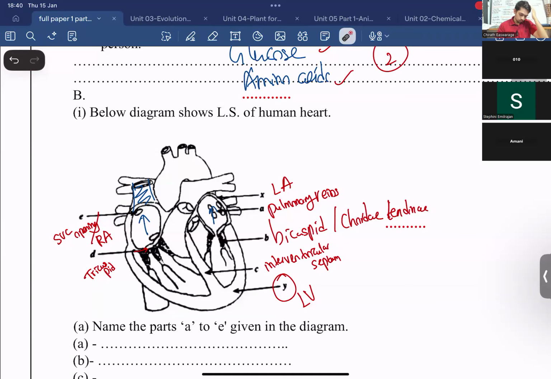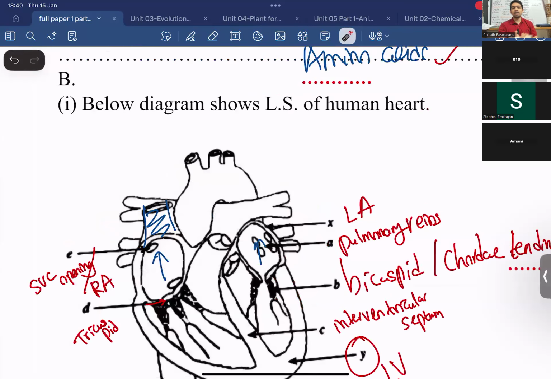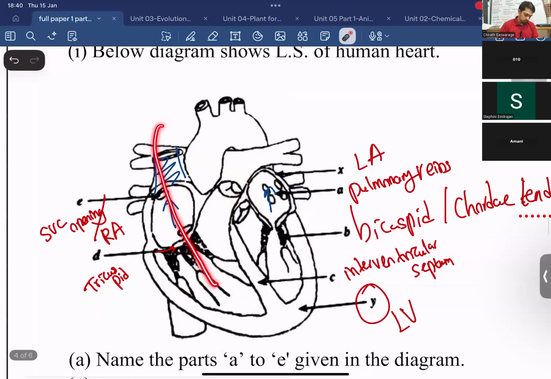How does the heart receive blood from the upper limb? By the superior vena cava coming into the right atrium like this. Then it goes through the pulmonary artery into the lungs. That's the story. No? It comes like this and goes into the two sideways.